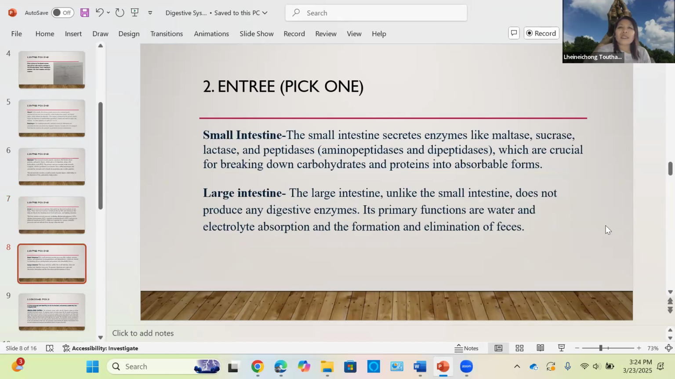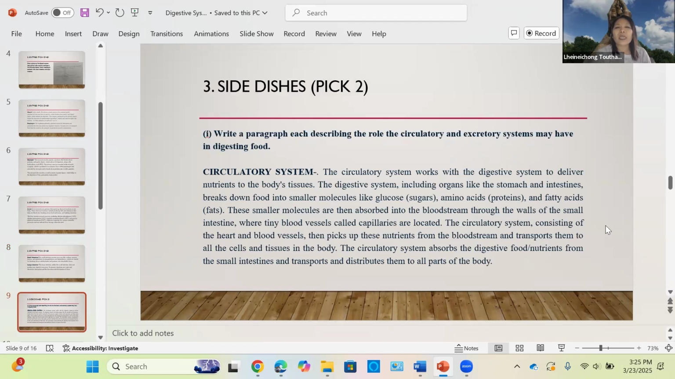And the small intestine secretes enzymes like maltase, sucrase, lactase, and peptidase, which are crucial for breaking down carbohydrates and proteins into absorbable forms. The large intestine, unlike the small intestine, does not produce any digestive enzymes, and its primary functions are water absorption, electrolyte absorption, and the formation and elimination of feces.